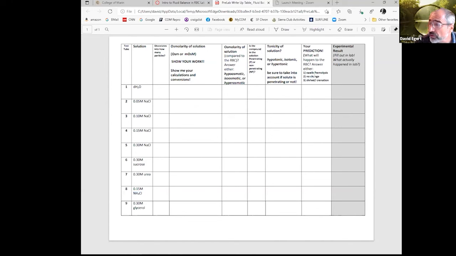But your prediction, what do you think is going to happen? Is the cell going to swell or hemolyze, no change, or is it going to shrivel and crenate? As you come up with your hypotheses, it's going to just be what I've talked about. You're going to have to think about the osmolarity of the solution and how it compares to 0.3. Also worry about if it's penetrating or non-penetrating and make a prediction. It shouldn't be that tricky once the concepts are clear, but this is going to force you to really think about the concepts to get them clear.